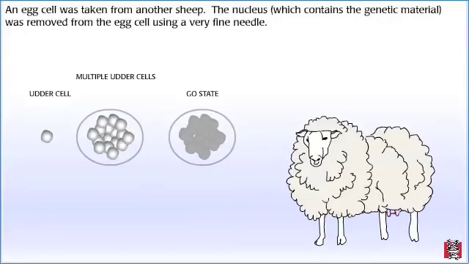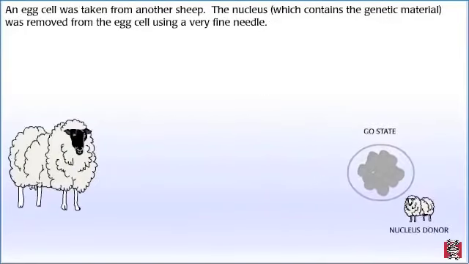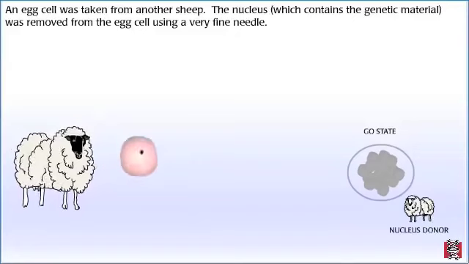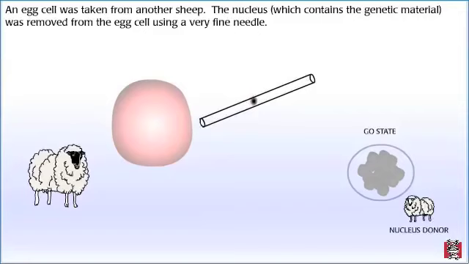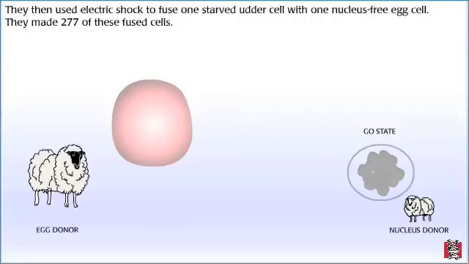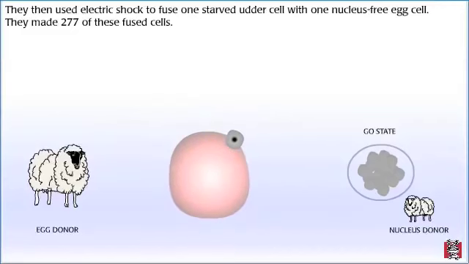An egg cell was taken from another sheep. The nucleus, which contains the genetic material, was removed from the egg cell using a very fine needle. They then used electric shock to fuse one starved udder cell with one nucleus-free egg cell. They made 277 of these fused cells.